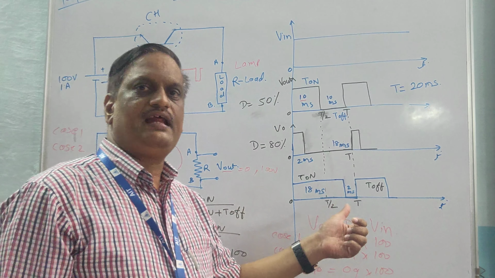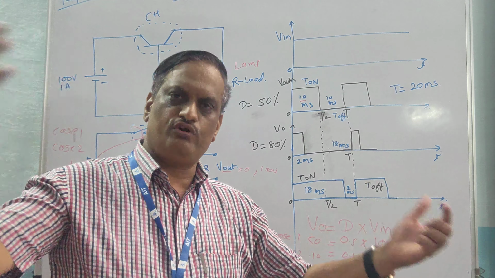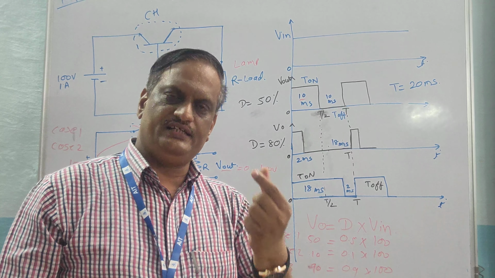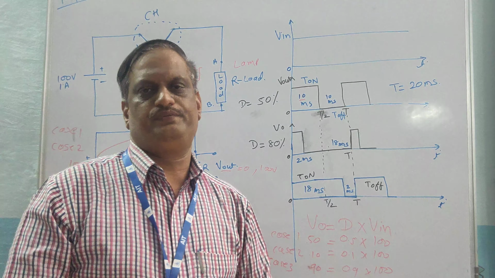As the transistor duty cycle is higher, the output generated will be higher, so the speed of the motor will be higher. If the on time of the transistor is less, the output voltage will be less, and because of that the motor will run at a lesser speed.